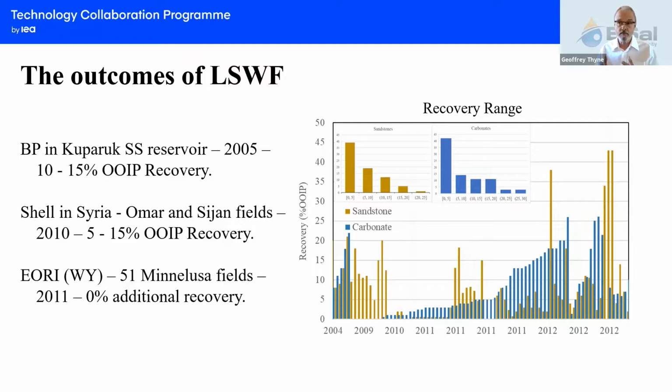And all this research was really triggered by BP in the Kuparuk Reservoir, a sandstone reservoir on the North Slope. Back in 2005 was their first reported and published work. And they got 10 to 15% of the original oil in place as additional recovery. So this is a tremendous number. Average recovery worldwide is about 35% at the end of water flood. So we're talking almost half again as much potentially that you can get out of both carbonate and sandstone reservoirs.